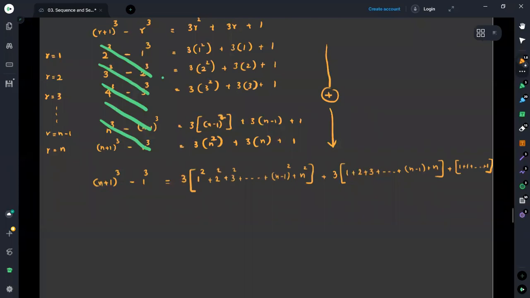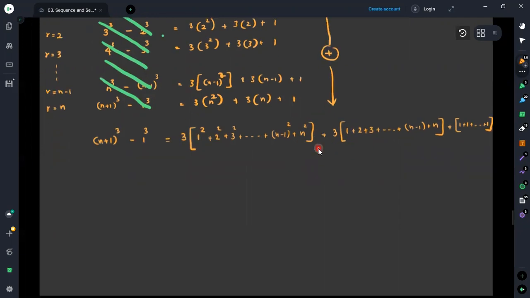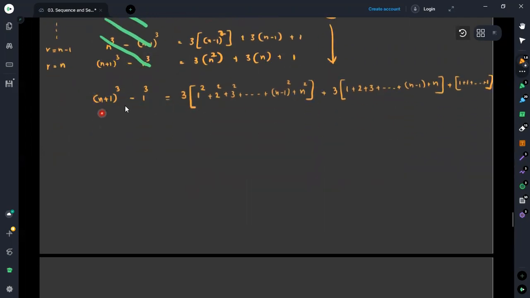Now what we need to do is we need to obtain the quantity for this. Here we have the quantity as n plus 1 to the power 3. We'll keep it for a while. Here we'll have it as n plus 1 to the power 3, then minus 1 to the power 3 itself equals to 1.